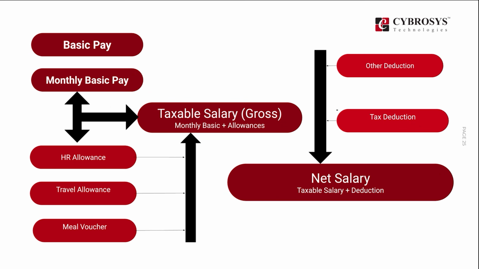So here we can also see the basic pay, monthly pay, allowances like HR allowance, travel allowance, meal voucher, and there are deductions, tax deduction and other deduction. Here the other deduction is considered as a fine or something which is not mandatory. And here we can see the gross salary is calculated by adding monthly basic and allowances, and the net salary is calculated by adding taxable salary and deductions.